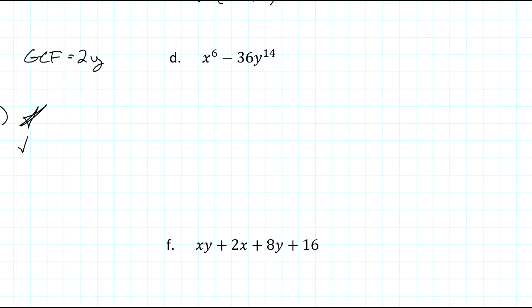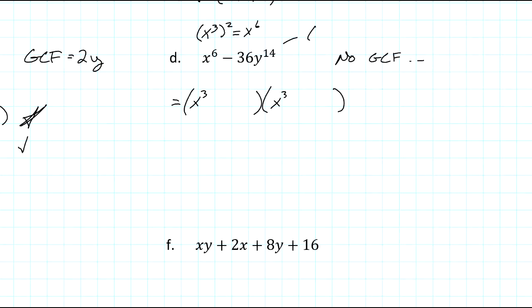This is interesting. x to the 6 minus 36y to the 14th. There's no GCF. That's the first thing I'm checking and thinking about in my head. So I can't do that. But I can think, okay, could I factor this? What if I put an x cubed and an x cubed? That would give me an x to the 6th. x to the 6th is technically a perfect square because x cubed squared equals x to the 6th.